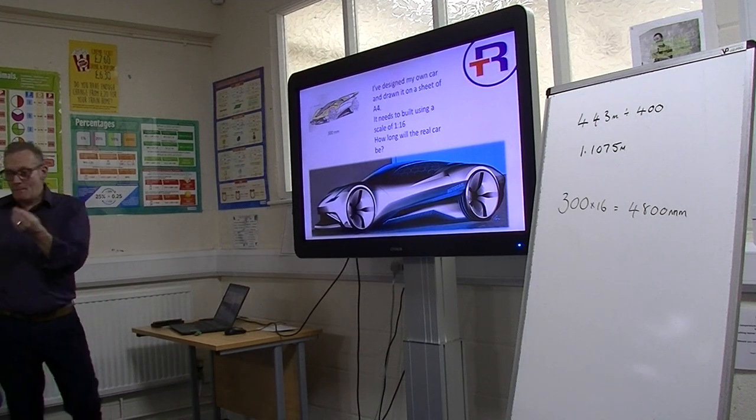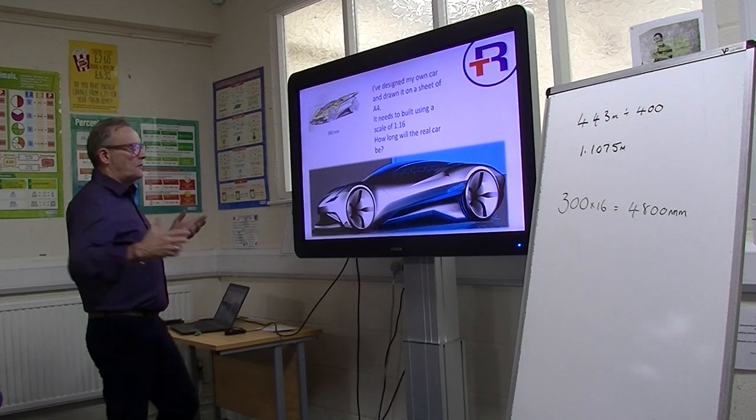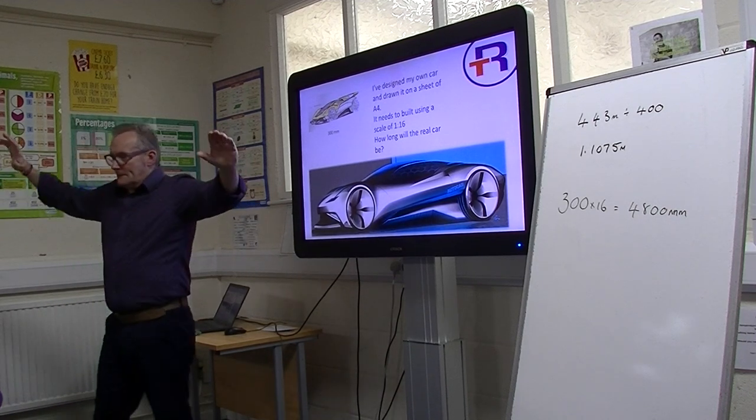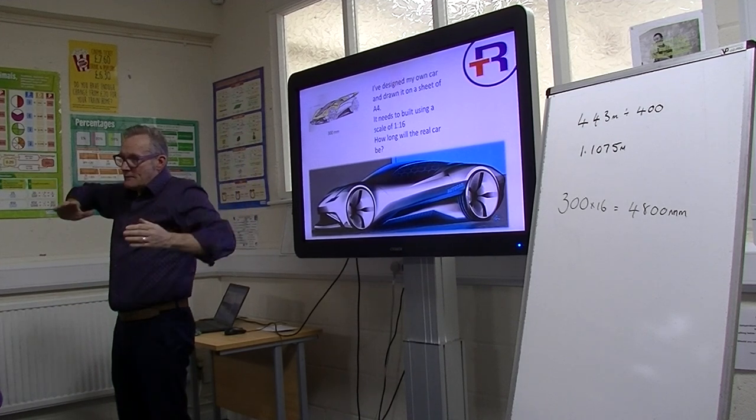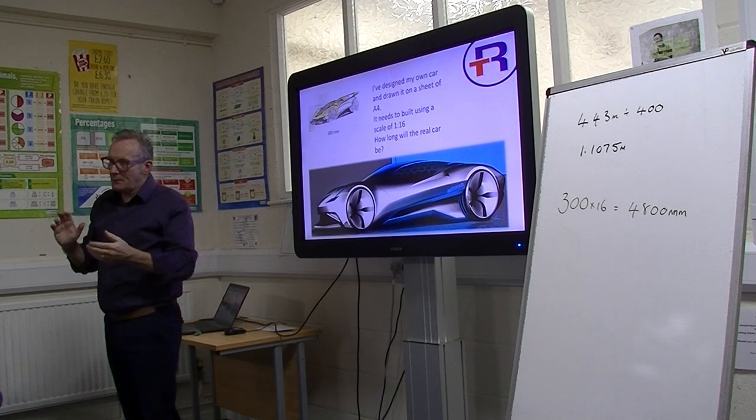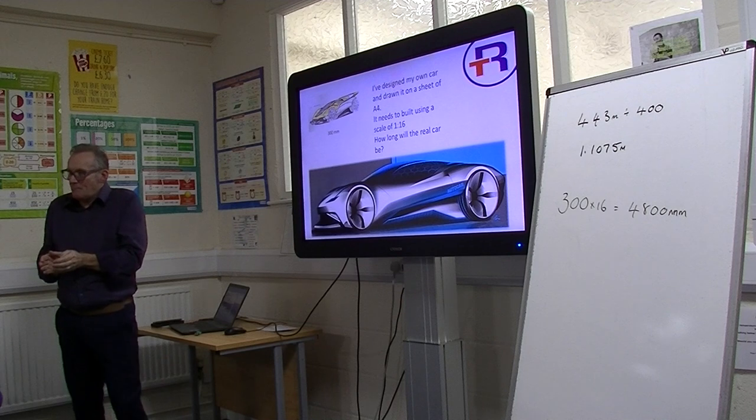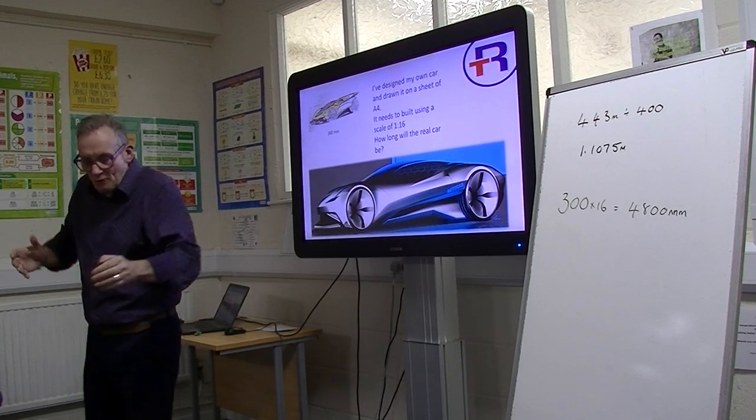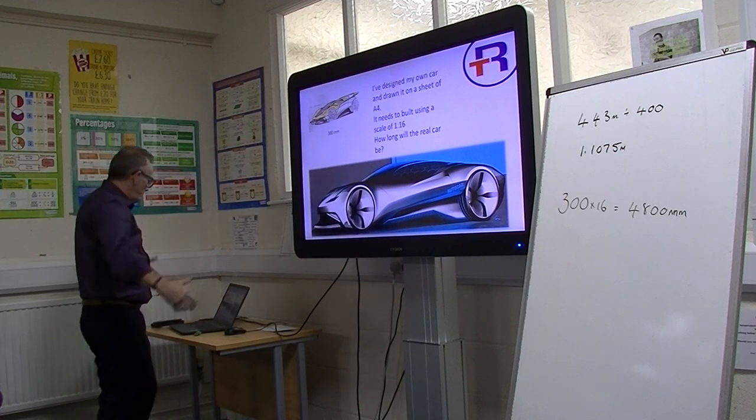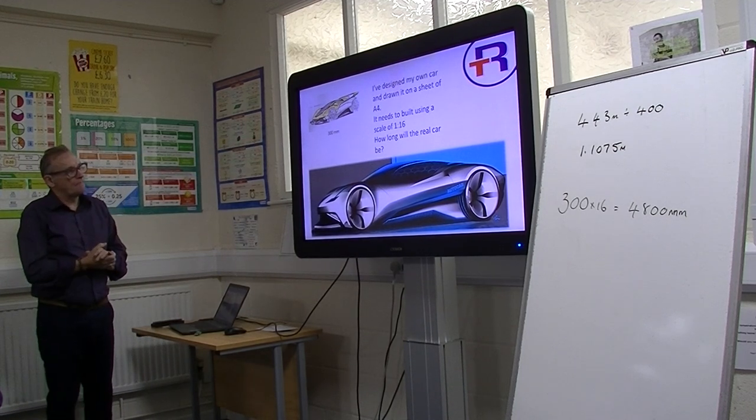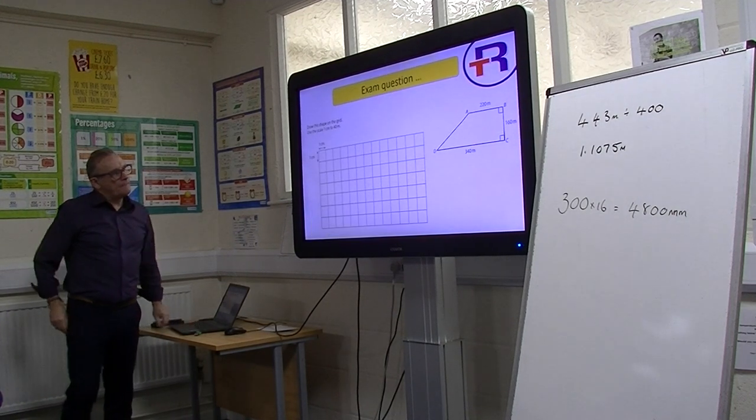So that's all you've got to remember about scale. If you're scaling down, so if you're going from a giant building or a distance in real life and you're scaling it down to a little model or to put it on a map, you divide. If you're scaling something up, if you've got a little map and you want to know how far it is in real life, you multiply. Multiply makes things bigger.